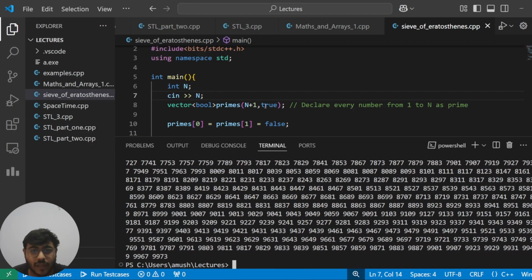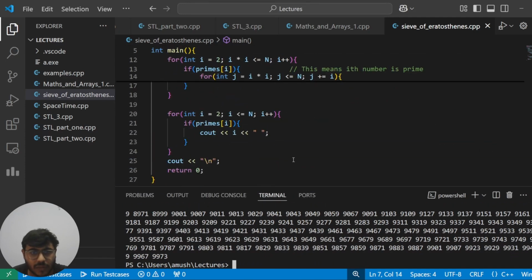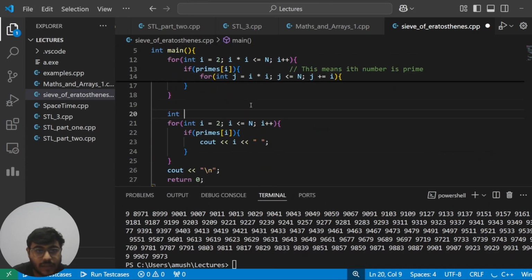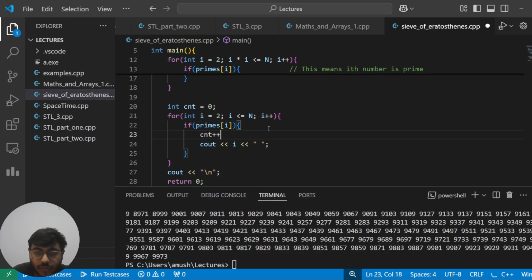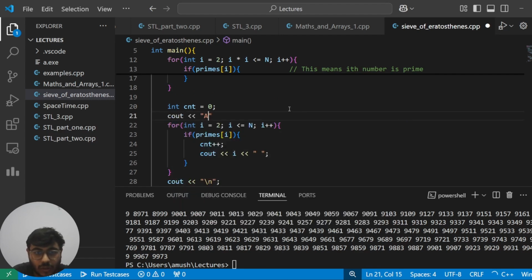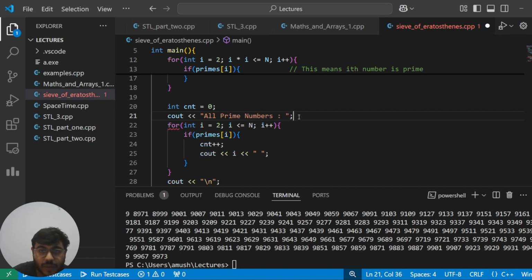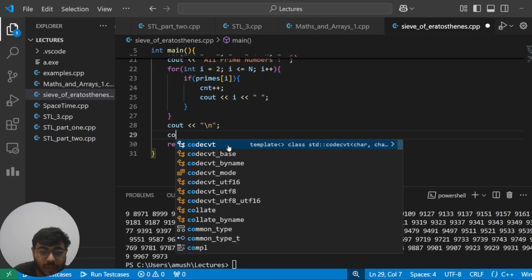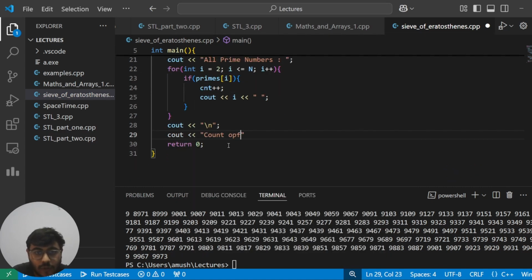And you can actually also take a count. What we'll do, let's keep a count as well. Okay, int cnt equal to 0, and if it is ever a prime we'll just update our count, right? So after coming out, here we first write cout all prime numbers, right? And all our prime numbers will get printed. And after this we will just print cout count of primes would be equal to what, cnt slash n, right?